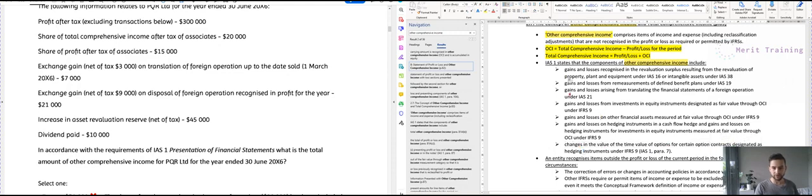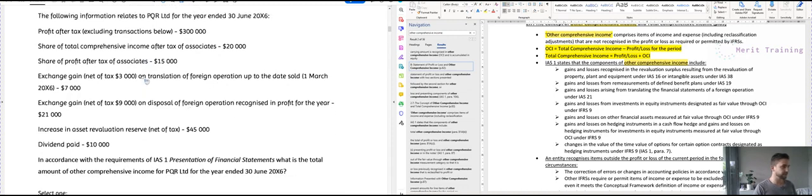Okay, so if you don't know what half of these things are, that's okay. You don't necessarily need to know it, although we do cover off many of these in the financial instruments chapter of the core content, so you can check out that video if you want to know. But for the sake of this question, we don't need to know that level of detail. We just need to know what's included in OCI and what's not included in OCI.